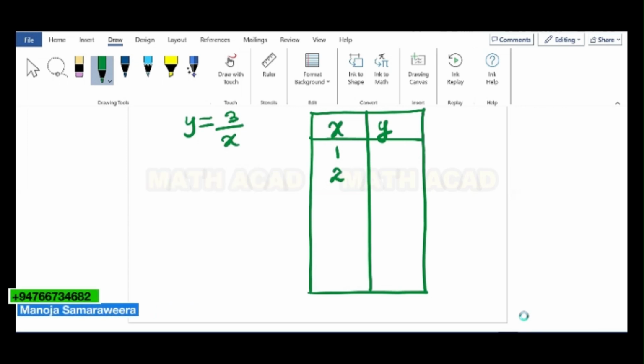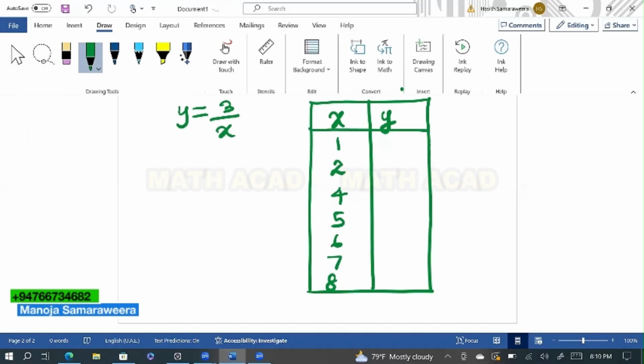Okay. So we will create a table. X values will be 1, 2, 3, 4, 5, 6, 7, 8. Right? Yes. Okay. Can you tell me y values? You can use a calculator and tell me y values. The y values will be 3, 3.